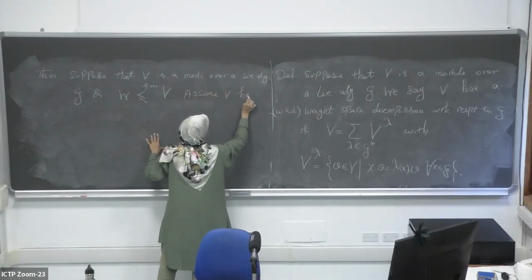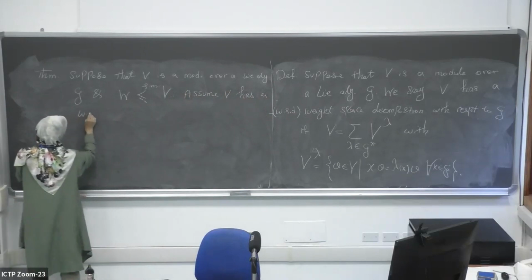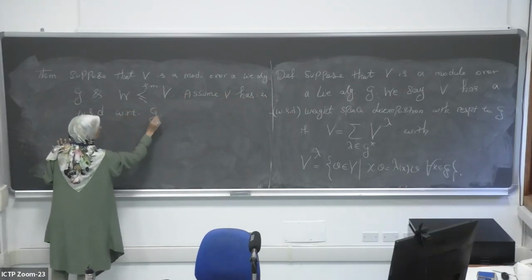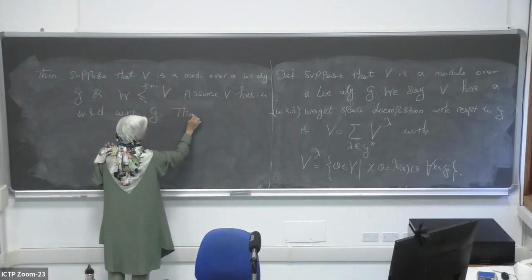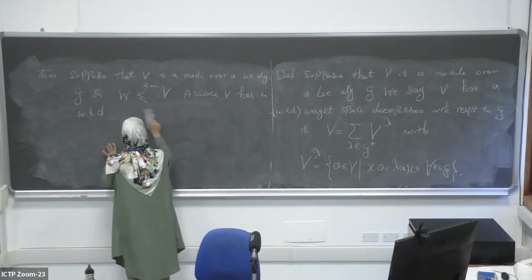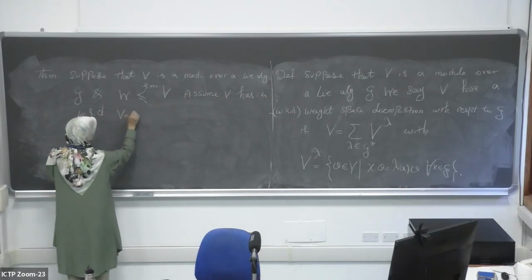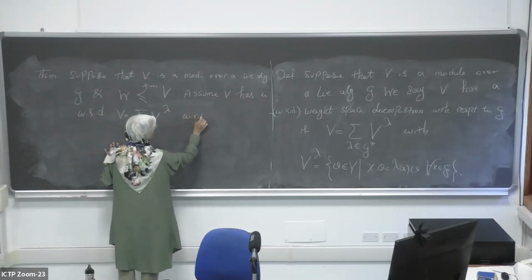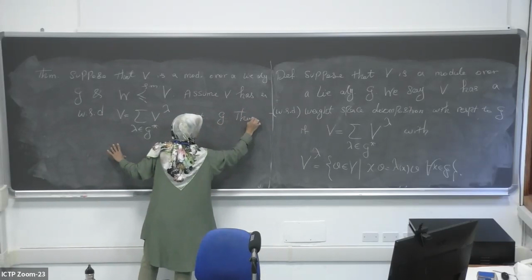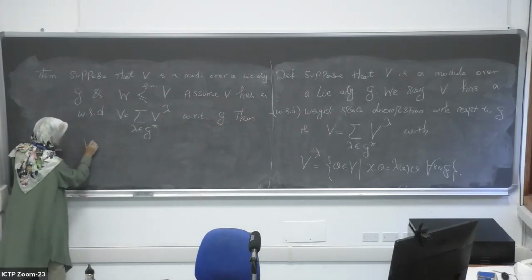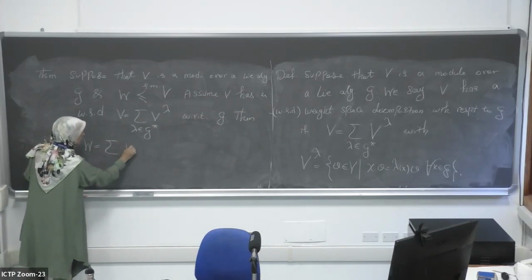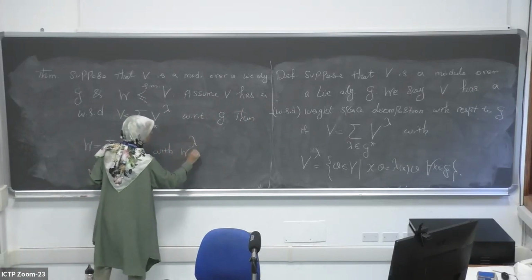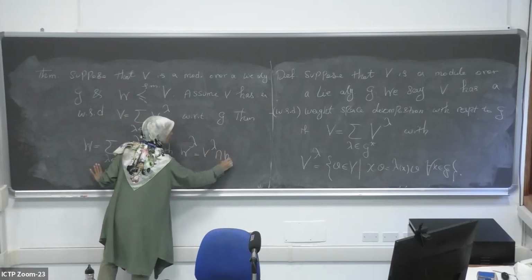Assume V has a vector space decomposition with respect to G. Then W is the summation of W_lambda, where W_lambda equals V_lambda intersection W.